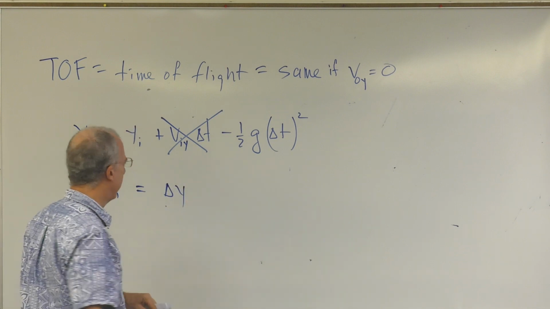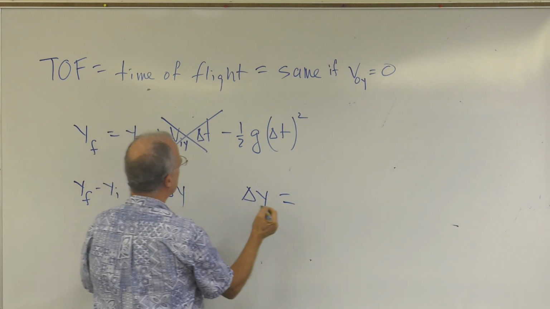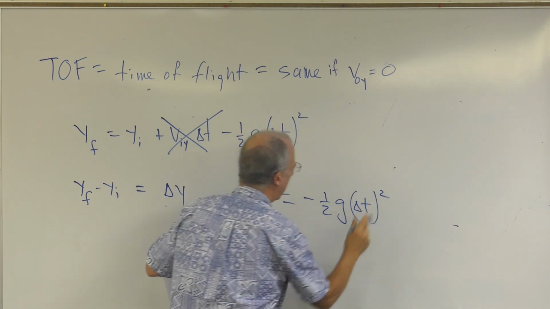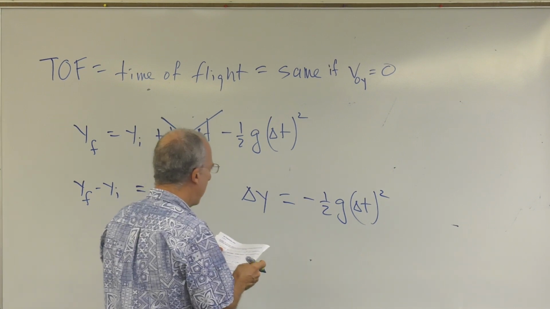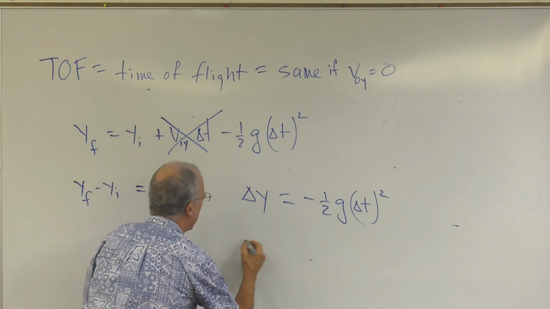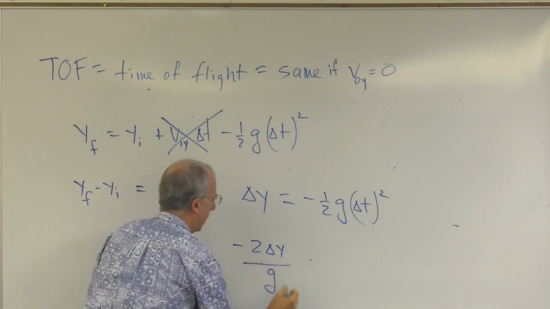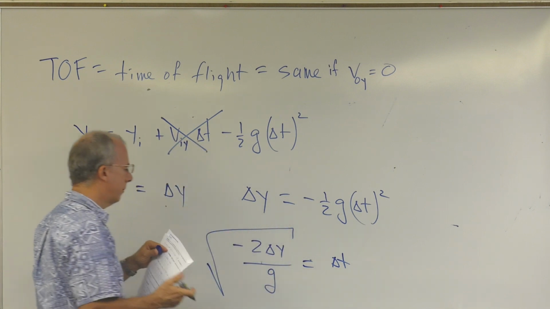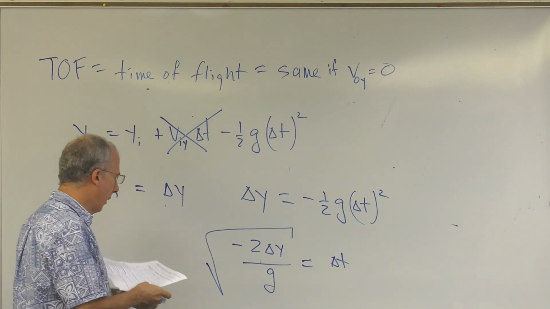So let's save time. Now we're going to have delta y equals minus 1/2 g delta t squared. What are we trying to find? We're trying to find delta t. So multiply by 2, divide by g, and we have delta t equals the square root of minus 2 delta y over g. Agree? That's just good old math.